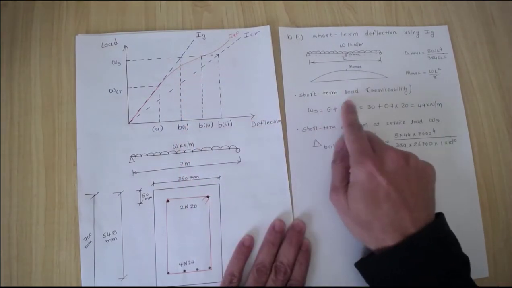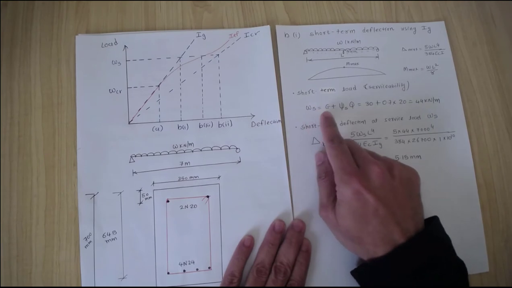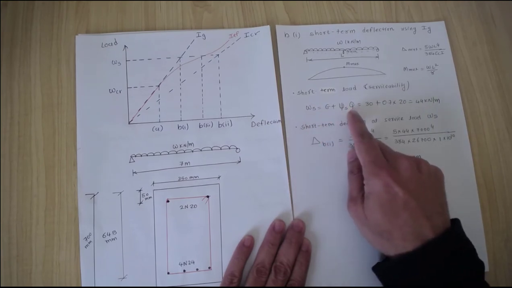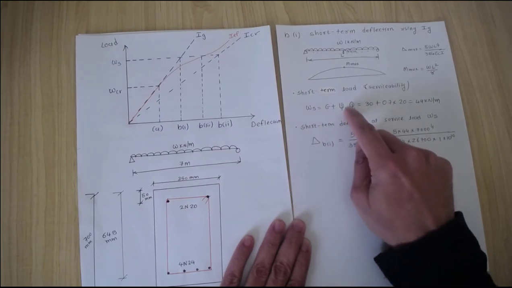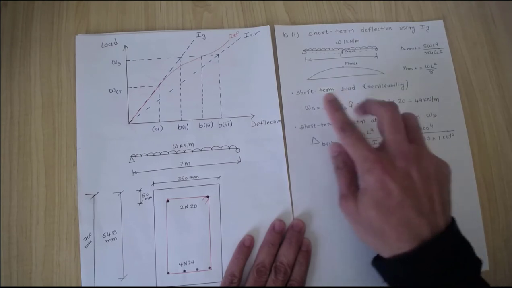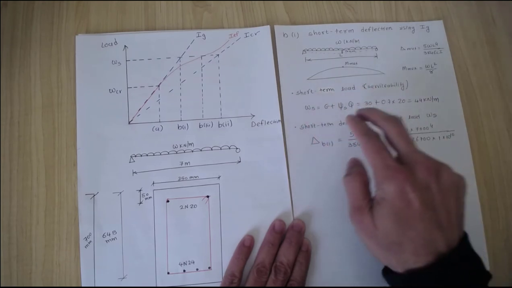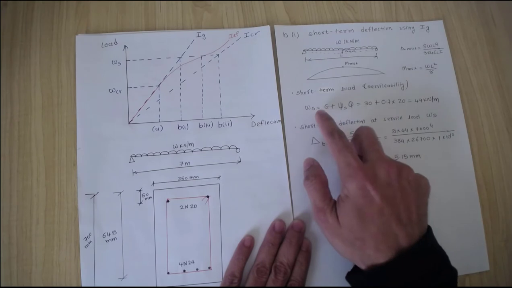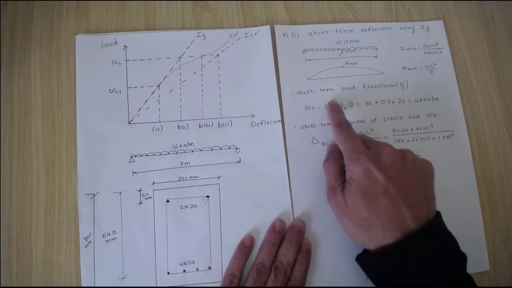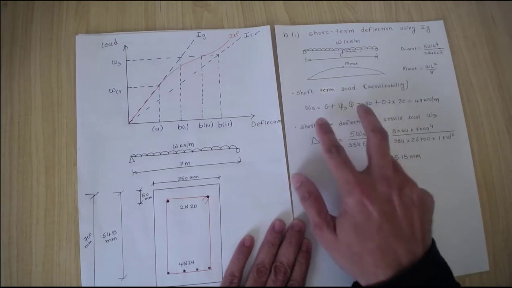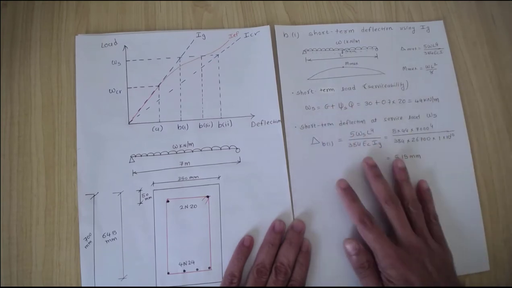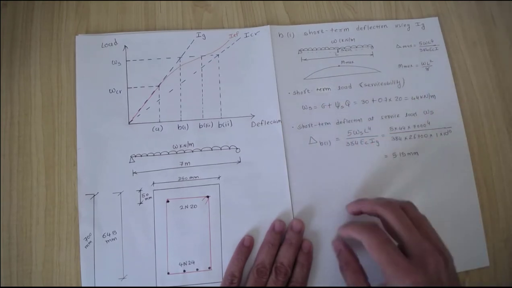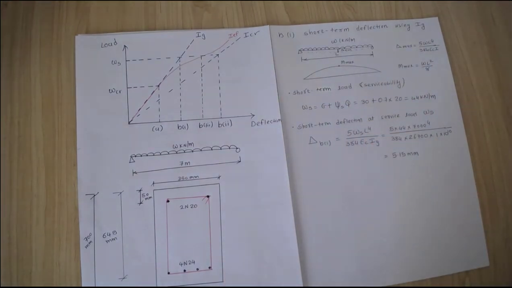The service load can be found by adding the dead load plus live load, but please note the live load will be multiplied by the short-term factors. We are calculating the short-term deflections, so we're going to find the short-term serviceability load. We are not multiplying the load factors here, let's say 1.2 and 1.5. This is for serviceability, not for the strength limit state design. This is for serviceability limit state matters.